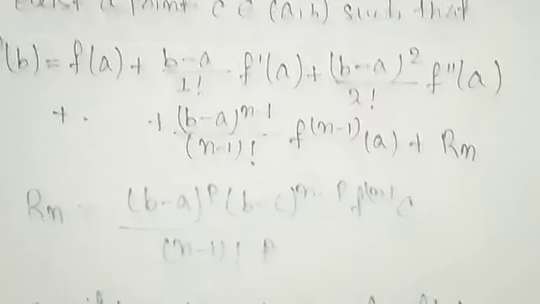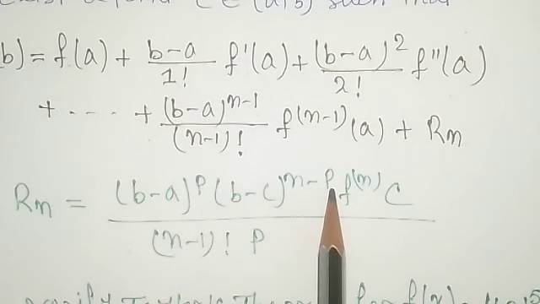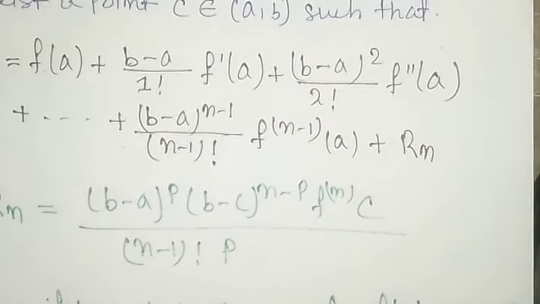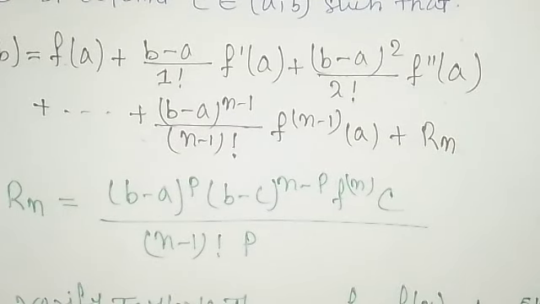Then there is the number Rn, which is (b minus a) to the power p, (b minus c) to the power n minus p, f to the power n of c by (n minus 1) factorial of p. So there are various methods by which we can verify Taylor's theorem, like we can use Lagrange's form, we can use Cauchy's form, all those things.